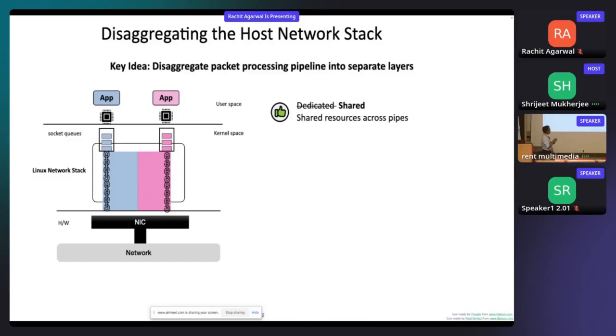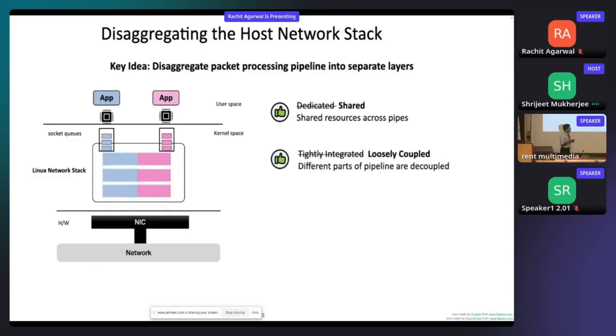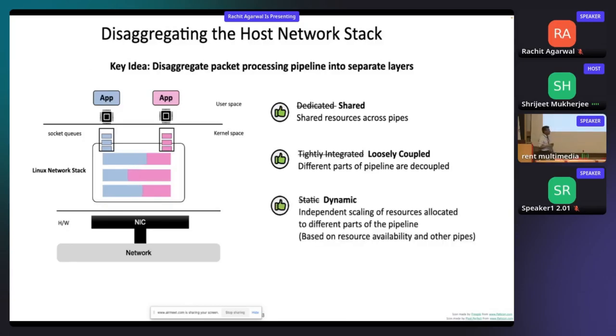Okay, I'm going to give you some examples. So we are going to enable shared resources across hosts. Different parts of the pipelines are decoupled. We know that we cannot have a tightly integrated pipeline all the way from CPU to the NIC. So we should break it into different layers. And then I should be able to dynamically allocate these resources based on the demands of the applications.